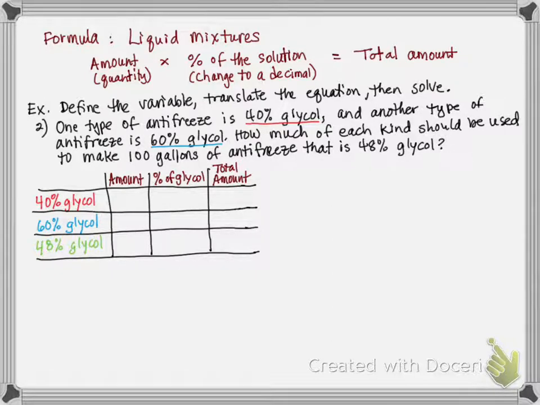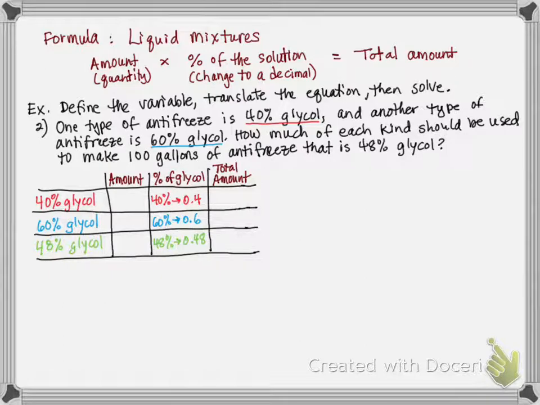All right, the ones that are easy to fit in are the percents. So 40% is going to become 0.4. 60% is going to become 0.6. And 48% is going to become 0.48. Okay, so we got that.